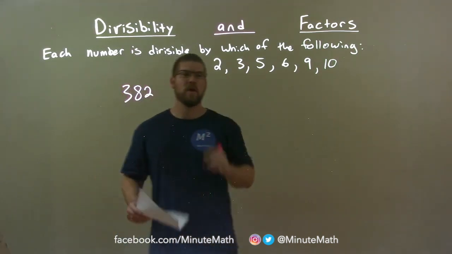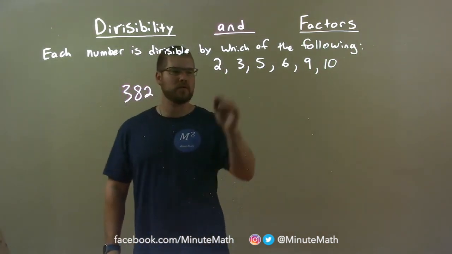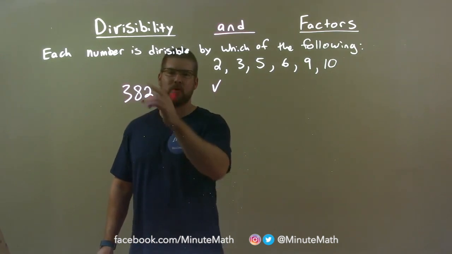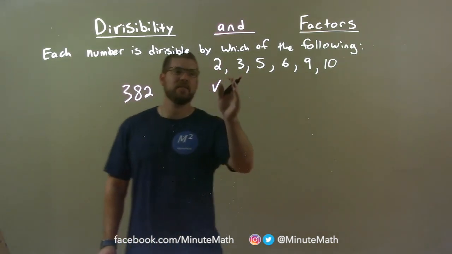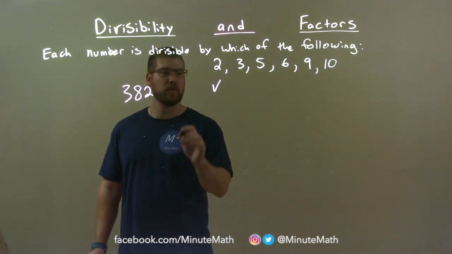382. Well, right off the bat, 2 works. It's divisible by 2 because this number is even. Always going to be. Next step, 3. Is it divisible by 3? Well, let's check with long division.